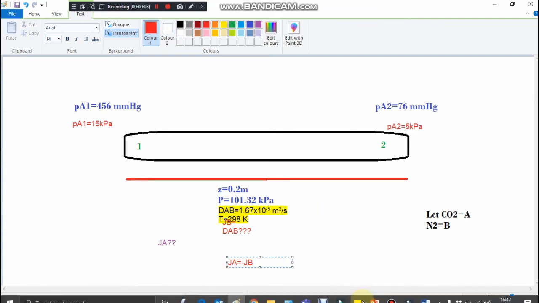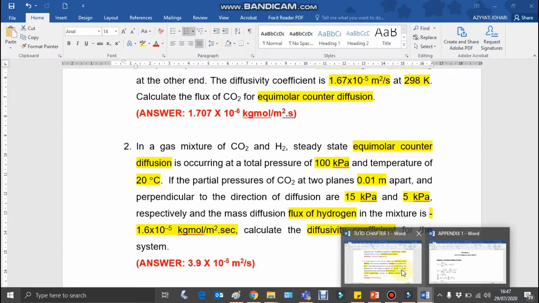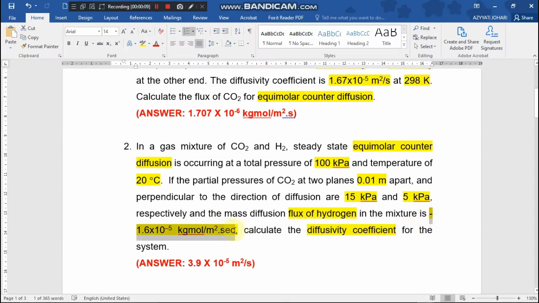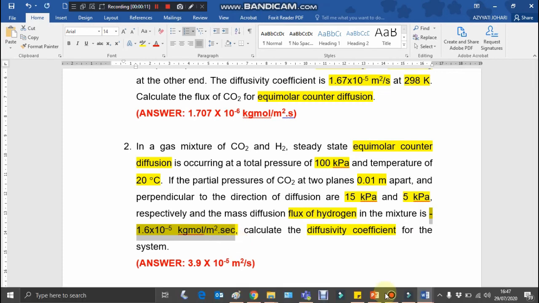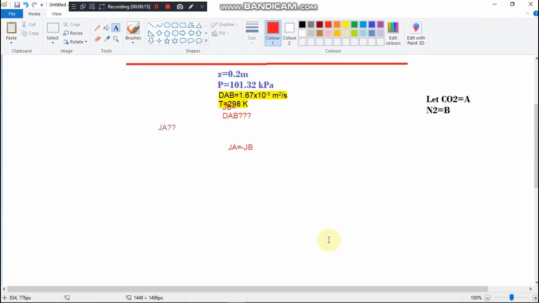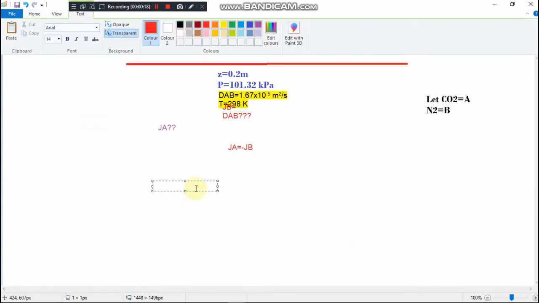So the question gives you the value of JB as minus 1.6. That's the question. The question gives you the value for JB.